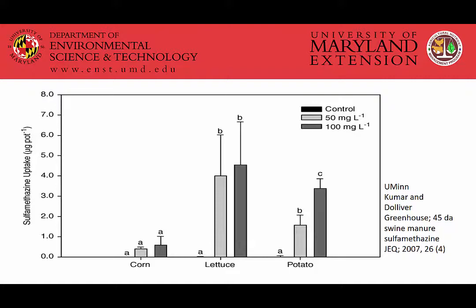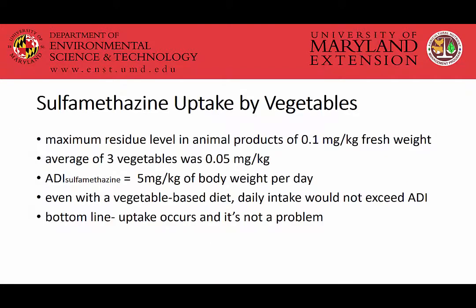So the question is, is this a problem? We know people eat it, so I would say that's exposure, right? But is there a problem, all right? Well, what they did was look at the maximum amount that would be allowed in animal products, which was 0.1 milligrams per kilogram of fresh weight. And the fact is that the 3 vegetables average 0.05 milligrams per kilogram. So from that point of view, it would look, okay, if this were an animal product, it would be allowed, okay?